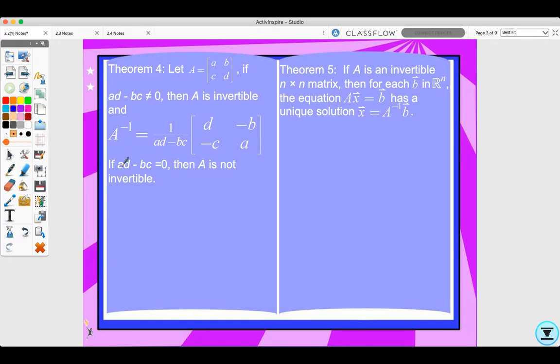Theorem 5. If A is an invertible n by n matrix, then for each vector B in Rn, the equation Ax equals B has a unique solution. x equals A inverse times B.